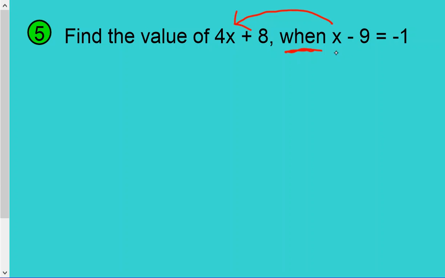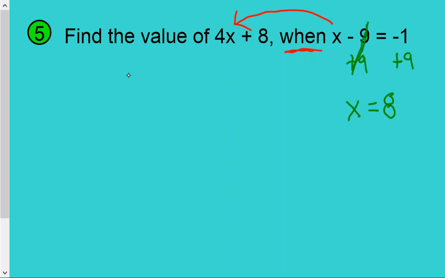Okay, so we have x minus 9 equals negative 1. So our first task is to isolate the variable, get it by itself by adding 9. And if we do it to one side, we need to do it to the other. Negative 9 plus 9 cancels out because they are opposites. And then we'll be left with x equals negative 1 plus 9 would be 8. So x is equal to 8.